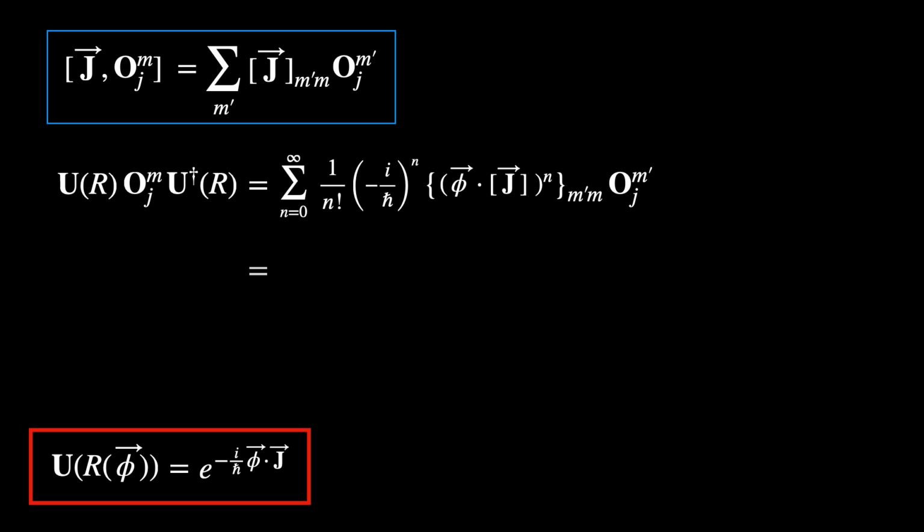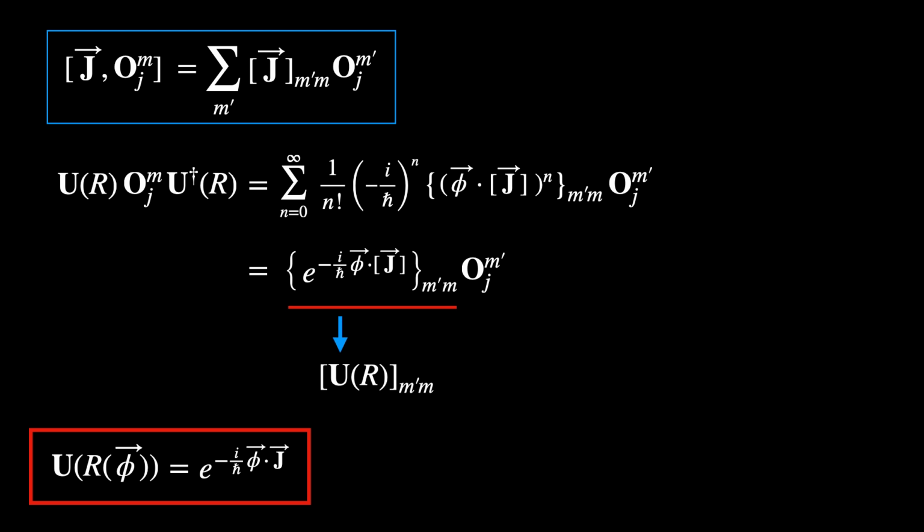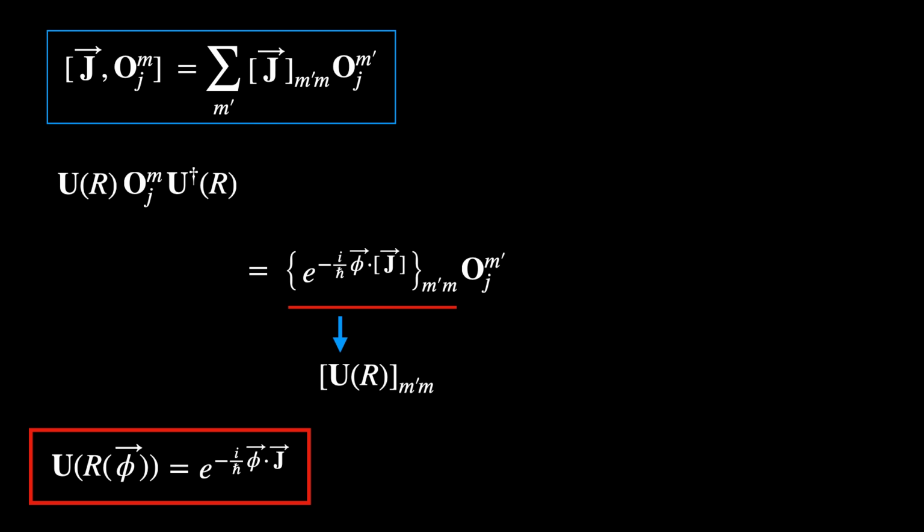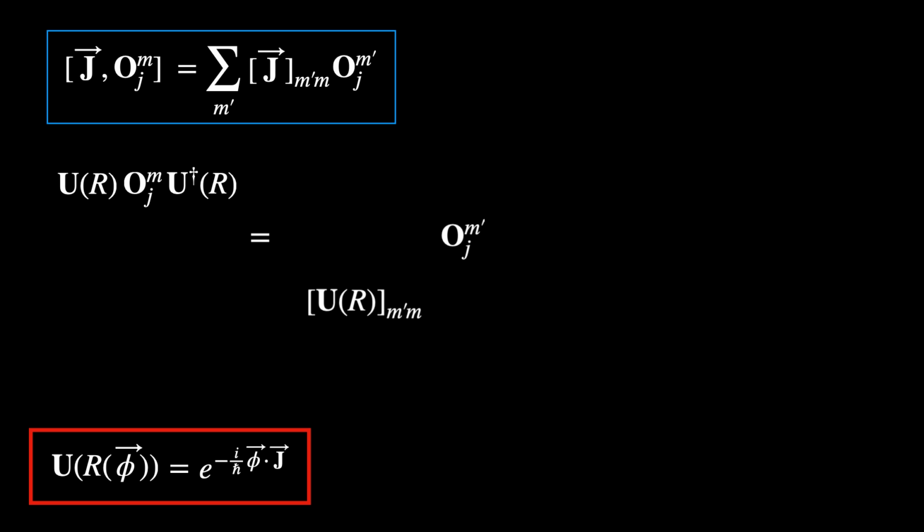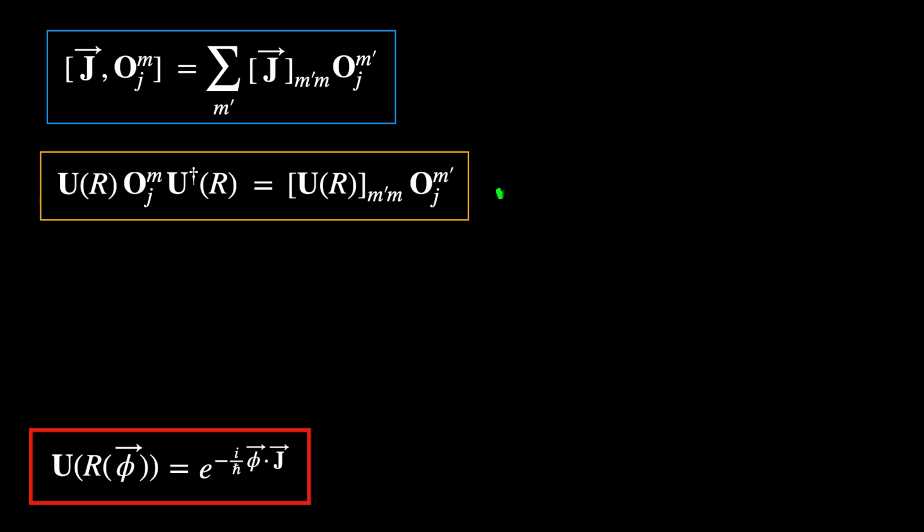As you can see, this series sums back up into an exponential matrix, which is of course just the unitary matrix U, which represents rotations in the angular momentum multiplet J. This angular momentum matrix is the same as the one in the commutation relation in the blue box. Thus, we have proven the identity that we have set up to prove.